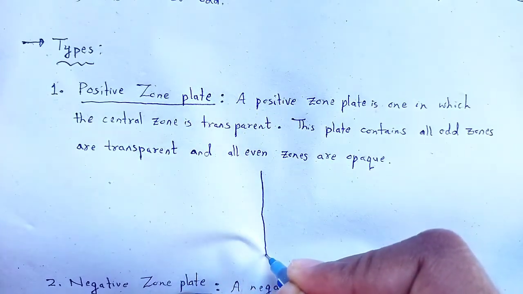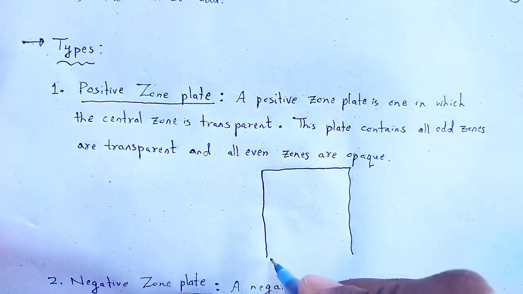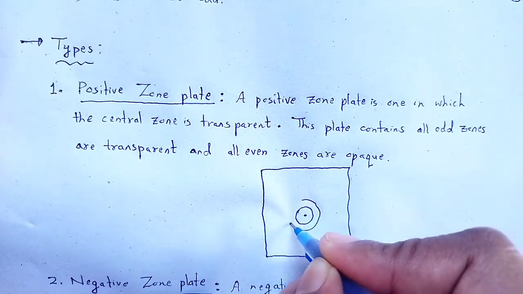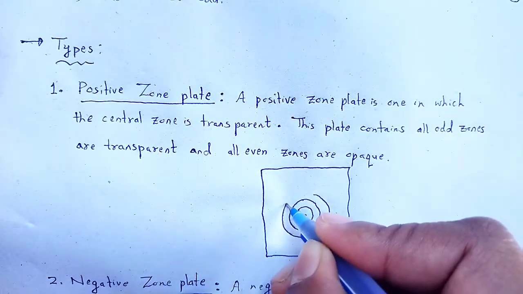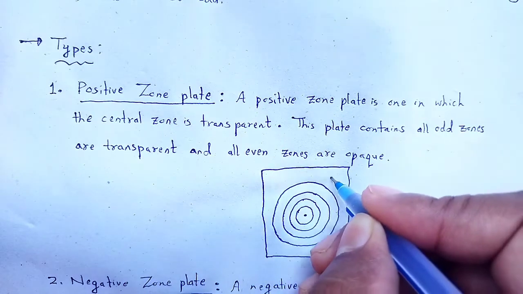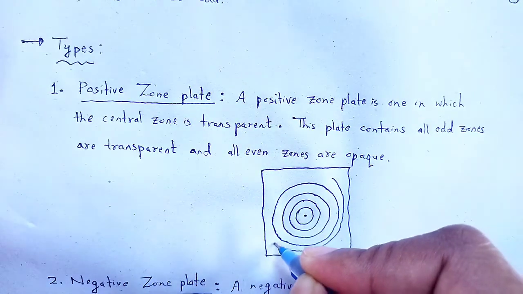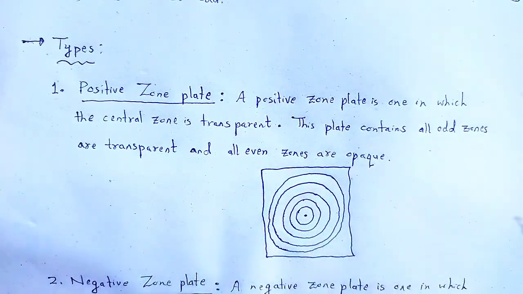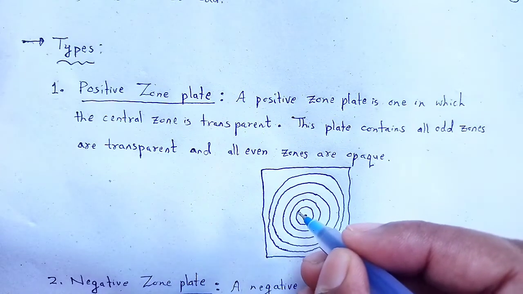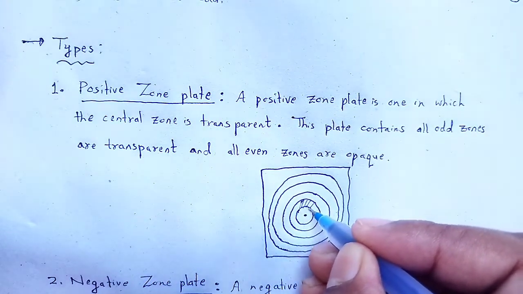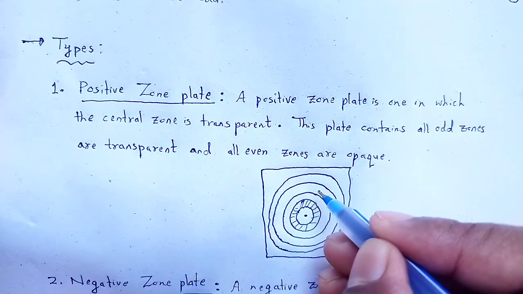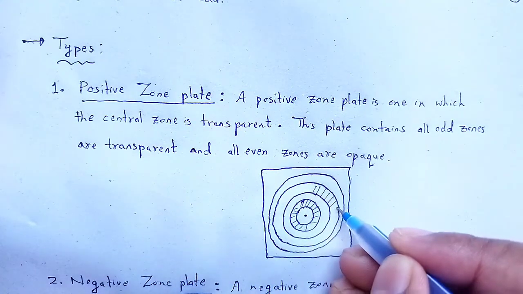Here we consider a glass plate and draw the concentric circles having radii proportional to the square root of a natural number. In the case of a positive zone plate, the central zone is transparent and the alternate zones are transparent and opaque.